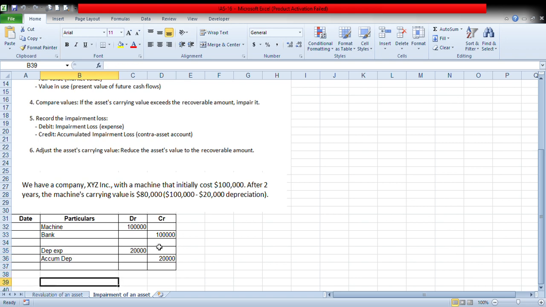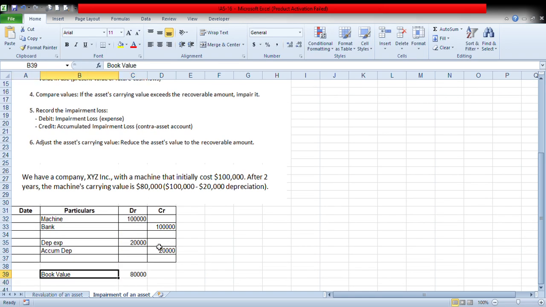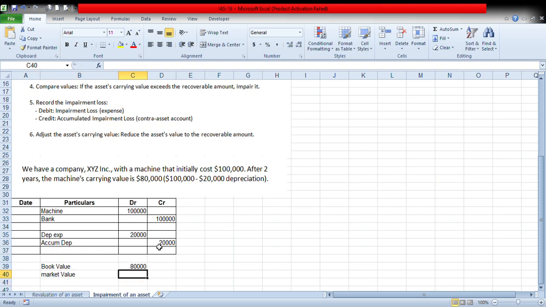Right now, what will be the book value of the asset? Book value becomes 1 lakh minus 20,000. So that will be the book value of it. Okay, but the fair value, you can also say market value, what is the market value? For example, let's assume that the market value is now 50,000. Understand? The market value is 50,000.